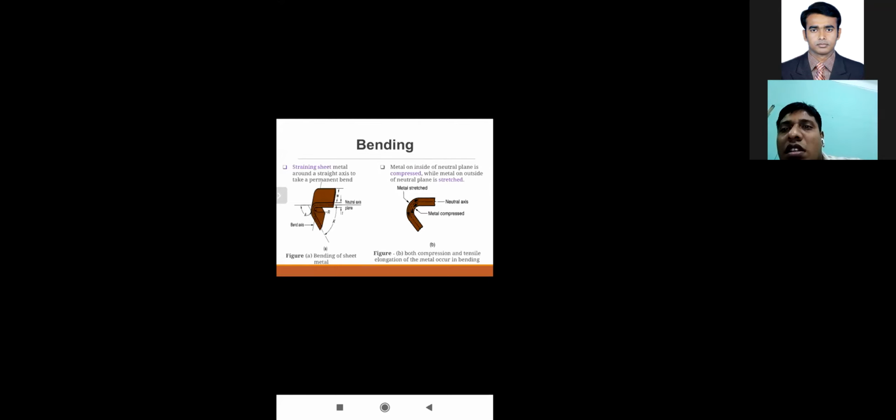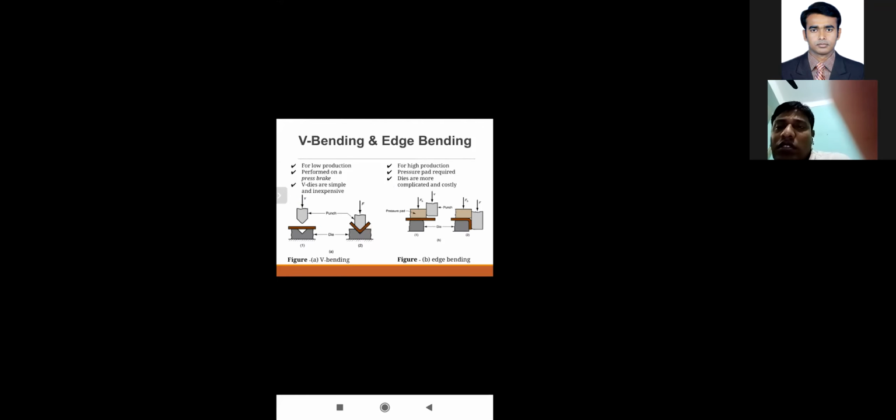To bend a straight metal into a regular bend, bending is used. Metal on the inside of the neutral plane is compressed while metal outside is stretched. There are two bending processes: V bending and edge bending. V bending is performed with a V-shaped die, and edge bending is performed with a wiping die. It is used in cantilever loading of sheet metal.